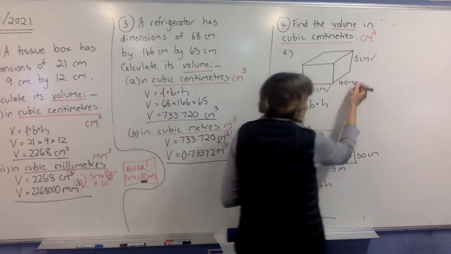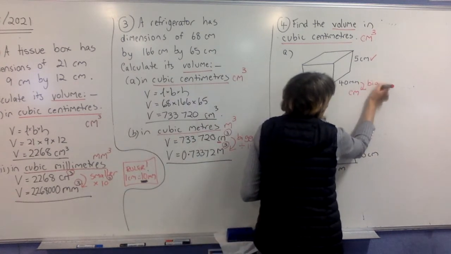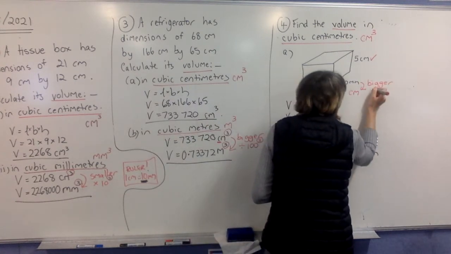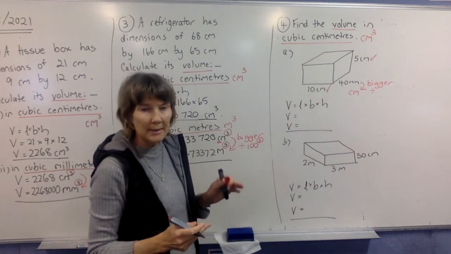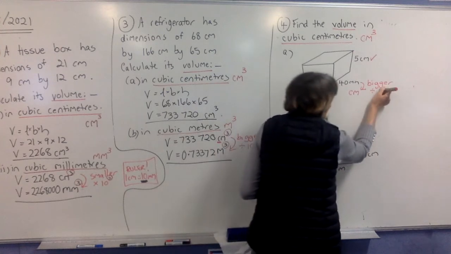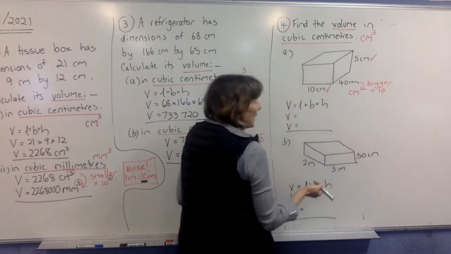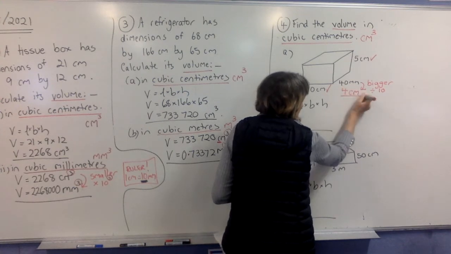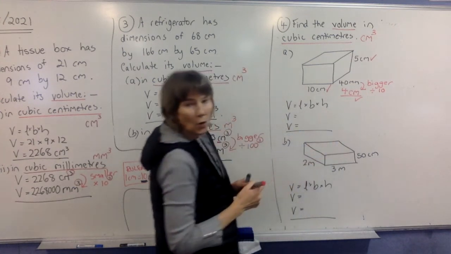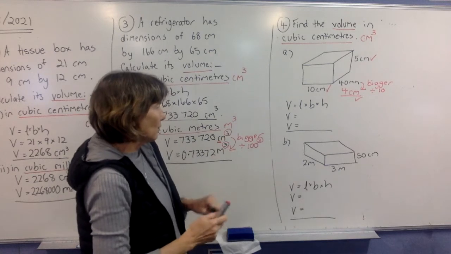So we're going from millimetres to centimetres, to a bigger unit. So we're dividing by, now think of your ruler, 1 centimetre is 10 millimetres. So we're dividing by 10, and 40 divided by 10 gives you 4. So you've got to use the 4 this time when you're going into your formula.